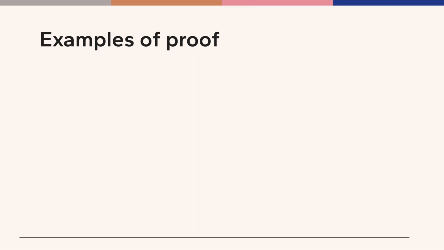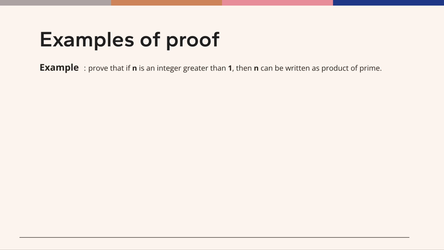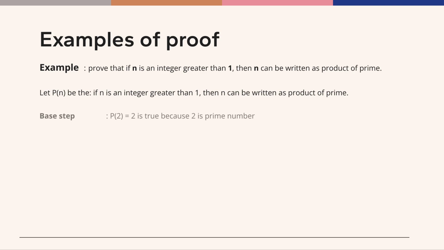Now let's move to the example of strong induction. Prove that if n is an integer greater than 1, then n can be written as a product of prime numbers. Let P(n) be the proposition that says if n is an integer greater than 1, then n can be written as a product of primes. For the base step, it is clearly stated here that n is an integer greater than 1, so we can start from 2.